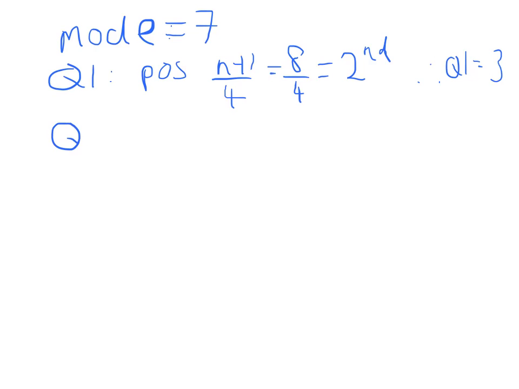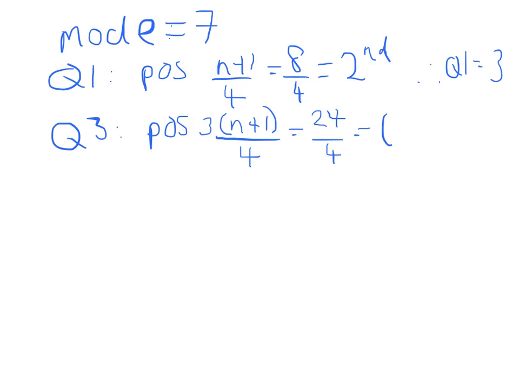So for Q3, we need to firstly work out the position. It's going to be 3 times n plus 1 over 4, which will give us 24 over 4, which tells us that we're looking for the 6th position. And if we count along our ordered data, that leaves us with 9 as our 3rd quartile, our Q3 value. Okay, so that takes care of our 3 measures of central tendency, as well as Q1 and Q3.